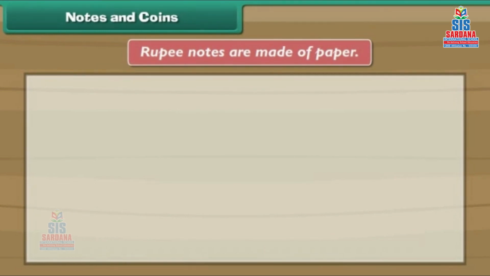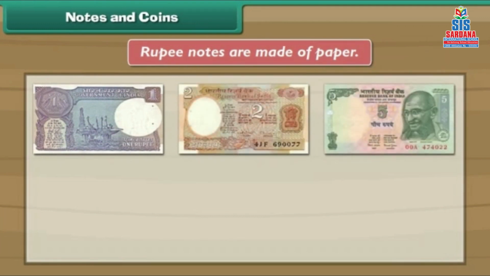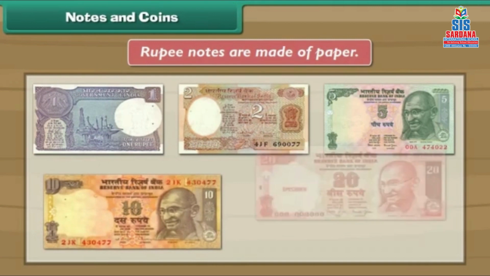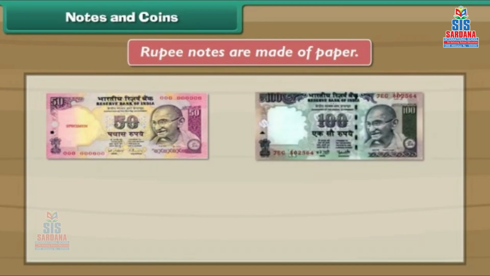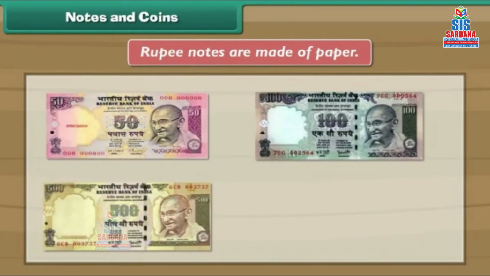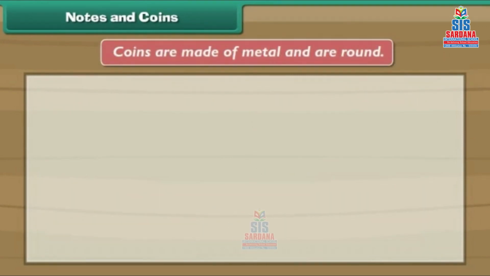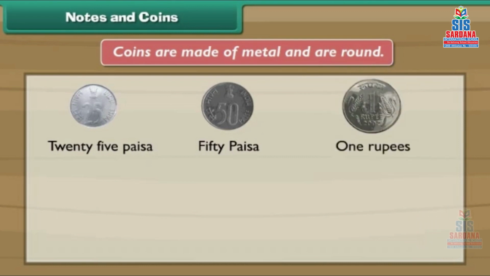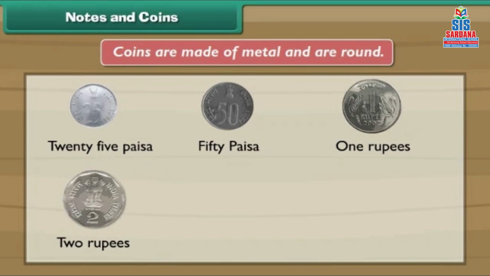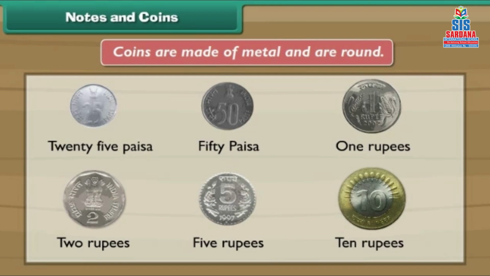Rupee notes are made of paper. There are 1, 2, 5, 10, 20, 50, 100, 500 and 1000 rupee notes. Coins are made of metal and are round. There are 25 paisa, 50 paisa, 1 rupee, 2 rupee, 5 rupee and 10 rupee coins.